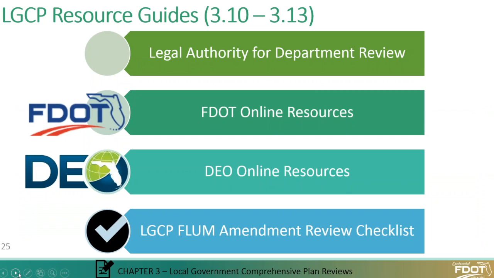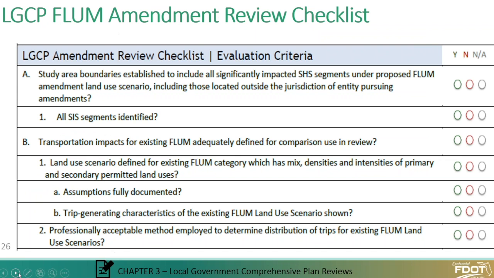Now, at the end of Chapter 3, you're going to notice that there are several resource guides. These resource guides are available to you as additional aids as well to help you understand certain topics. In regards to legal authority, for example, what is the legal authority to look over future land use map amendments? What is the legal authority to look at transportation concurrency, things like that? Resource guides also talk about different online resources available through FDOT and DEO regarding plan amendment review. And finally, we have a checklist to go over what's called future land use map amendments.